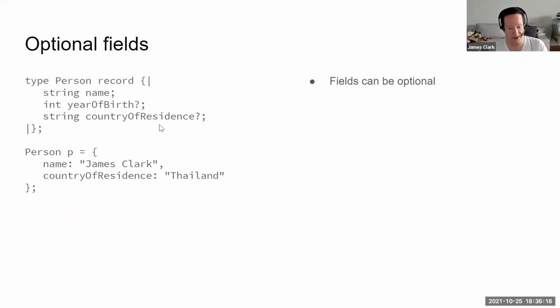So we also have optional fields. So this is a record where we're saying you must have a name field, and you may or may not have a year of birth field and country of residence. And here we are constructing a record which has one of these optional fields, but not both. So this is critical when you're wanting to describe data on the wire. Most JSON out there has a ton of optional fields, and when you're using any sort of schema language, it's a pretty fundamental capability.